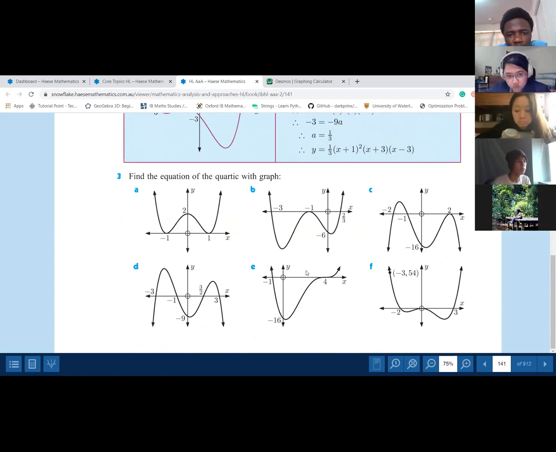From question 3, I want you to do 3A, 3E, 3F. Of course, these are the ones that I want you to send back to me. Please feel free to do every other one. I will encourage you to do so.